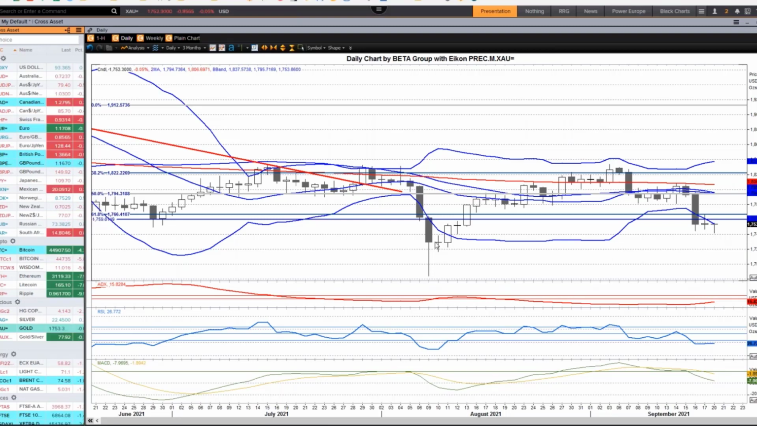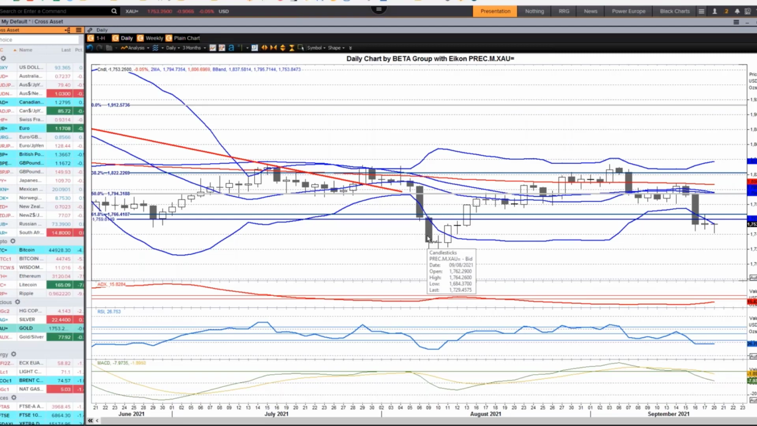It's very, very difficult, and it looks much more threatening now to retackle this spike low that we had back in August down at 1684.